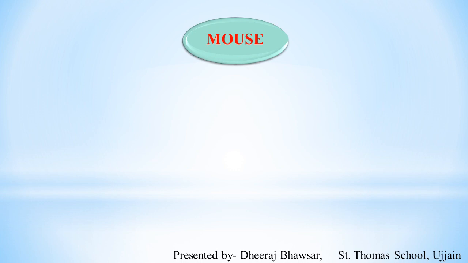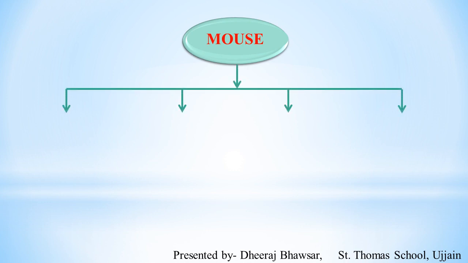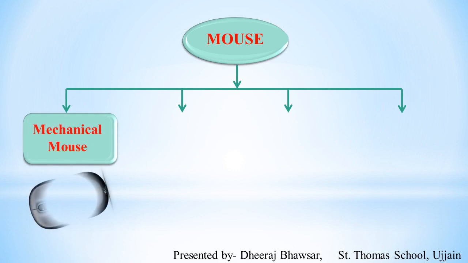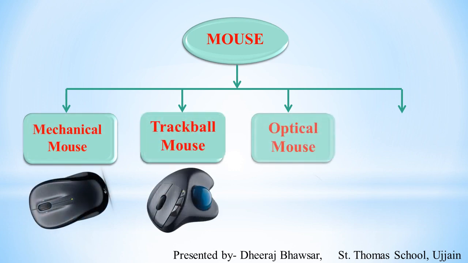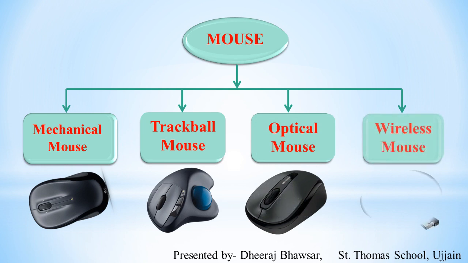Next, types of mouse. According to technology, the mouse are divided into four categories. First is mechanical mouse, second trackball mouse, third optical mouse and fourth wireless mouse. So first is mechanical mouse.